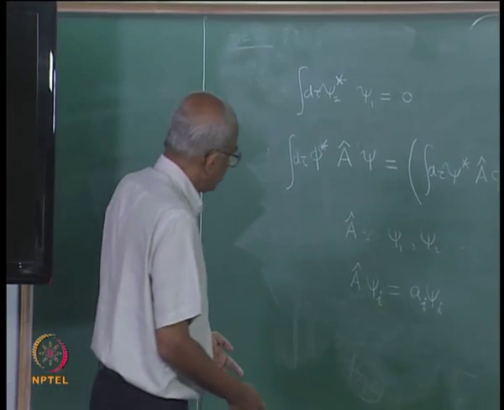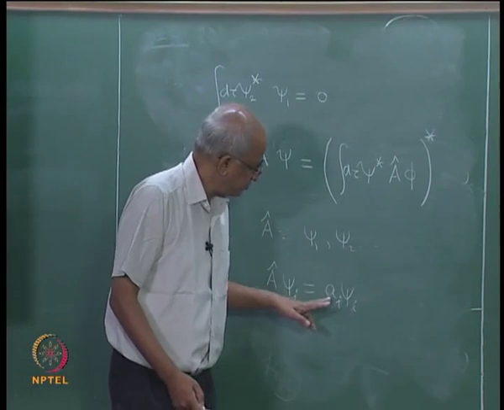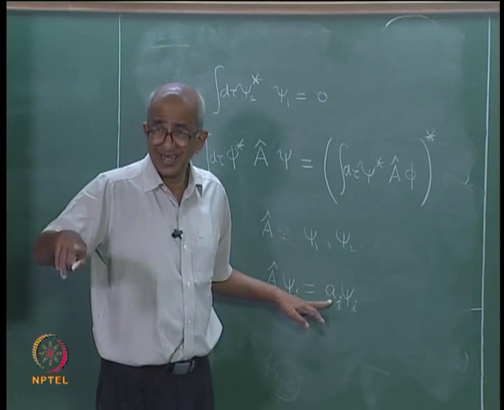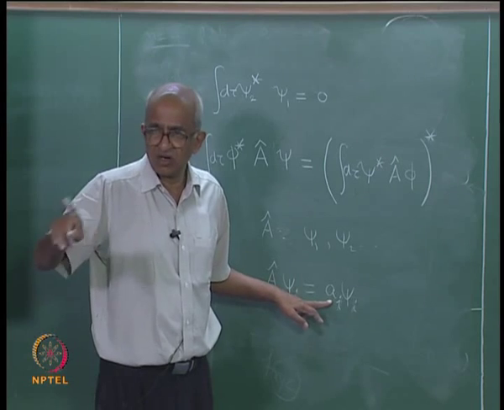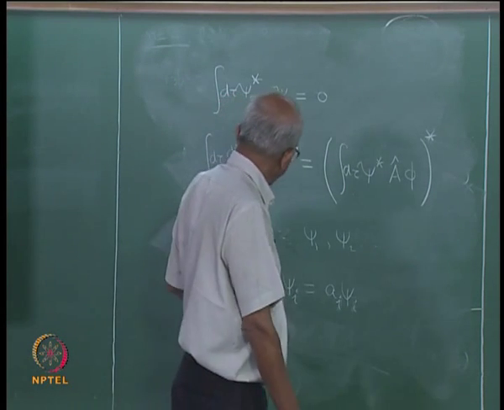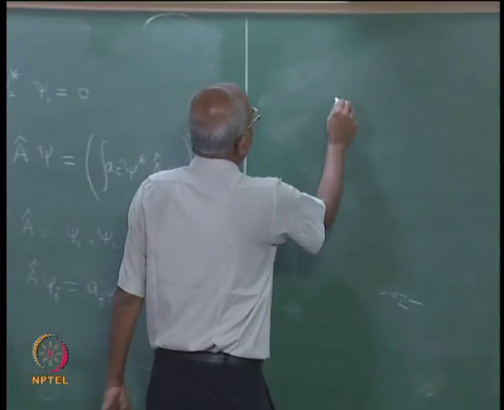And what is it that I want to prove? I want to prove that all the a i's are real numbers, they cannot be complex. That is what I want to prove. So, how will I prove it? The answer is actually extremely simple.